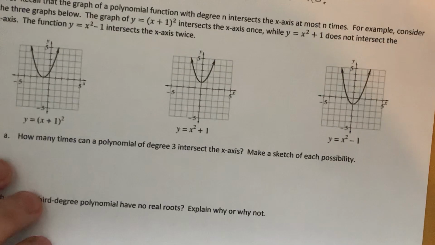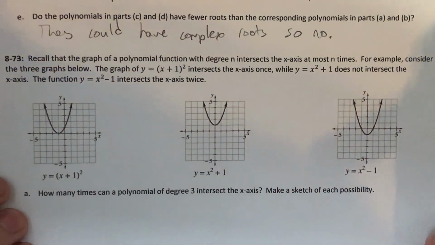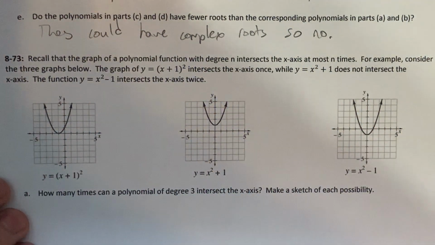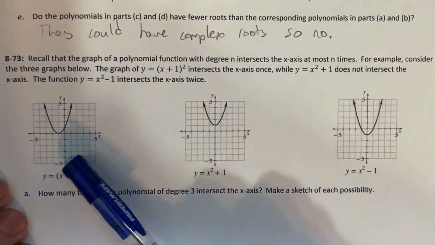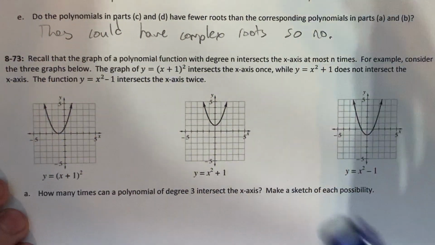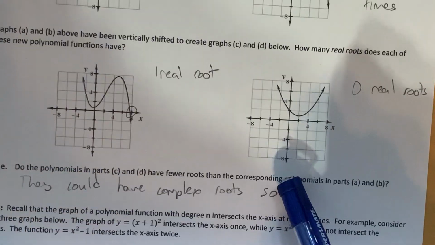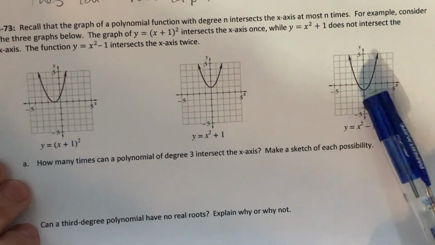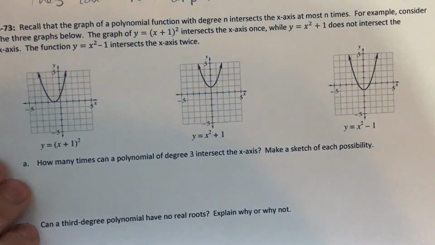So let's do 8-73. This is a long one. I'm not going to read it. I'm going to summarize it. So it's given us 3 graphs with 3 different roots, right? So let's go through them. How many roots does this one have? 1, but it's a double root. How many roots does this one have? 0, like the one up here. And how many roots does this one have? 2, right? It's intersected twice.